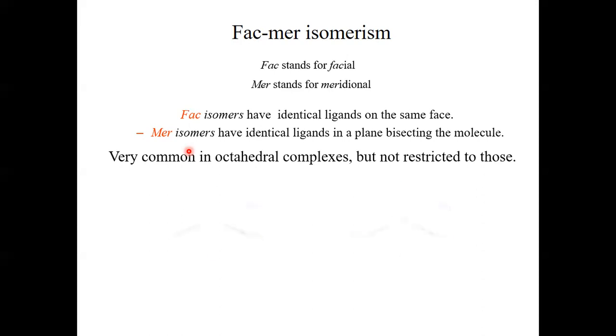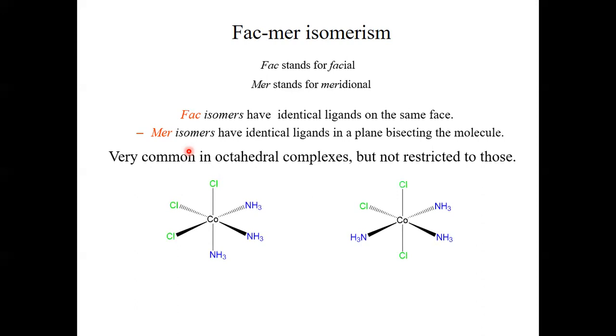So let us look at an example. Here we have two octahedral cobalt complexes. One is a mer complex and one is a fac complex. We see that each of the two complexes has three chloro ligands and three amine ligands. In the complex on the left-hand side, we see that all three chloro ligands are located on the same face of the octahedron. Also, the three amine ligands are located on the same face of the octahedron.